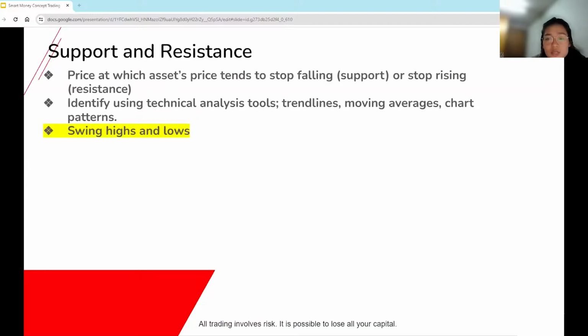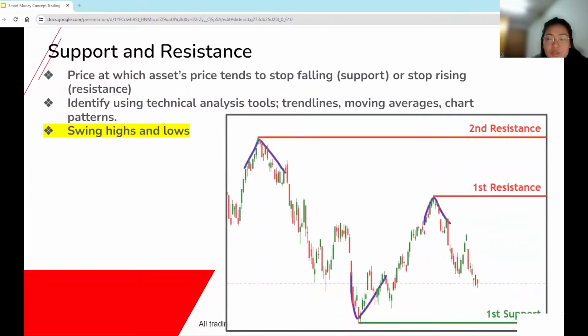So now let's talk a little bit about support and resistance and how to identify levels for entry or exit. We would normally use support and resistance levels, significant levels, for your pivot points, which would be your entry points. These refer to a level at which an asset's price tends to stop falling, which would be your support, or stop rising, which would be your resistance.